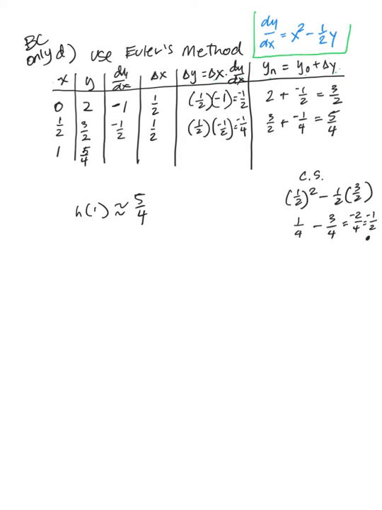And so we're given 0, 2 as my initial point. We're asked to find the value h of 1. And so we're going to just go through this chart. Be very careful. I did a little chicken scratch right here to get to the -1/2 for my dy/dx in my second step there. And our approximation is h of 1 is 5/4.